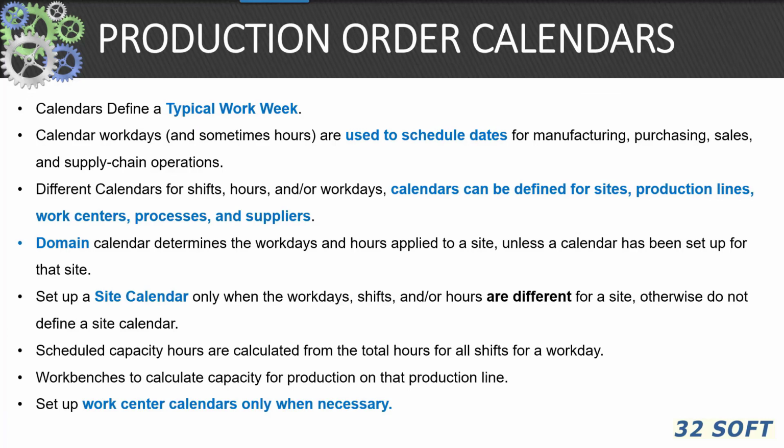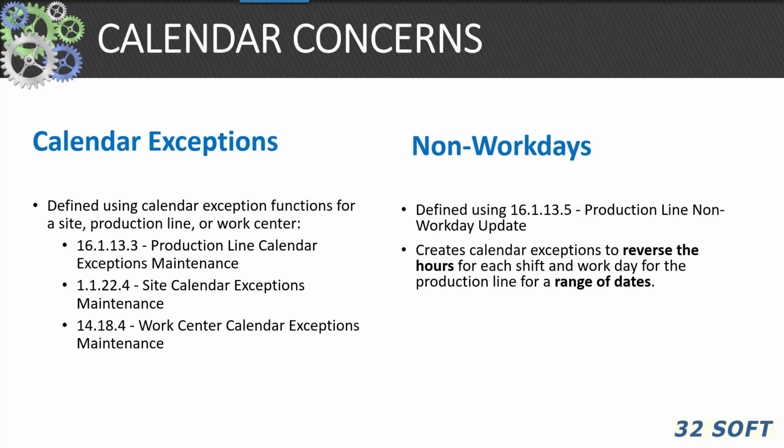We talked about dates in QAD. In January, there is the typical work week. You create these calendars. There's different kinds of calendars. You can have a domain default. You can have site calendars. These play very heavily into scheduling and capacity requirements planning. And the new production lines require calendars in and of themselves. There's always the exceptions that need to be taken into account and scheduled.